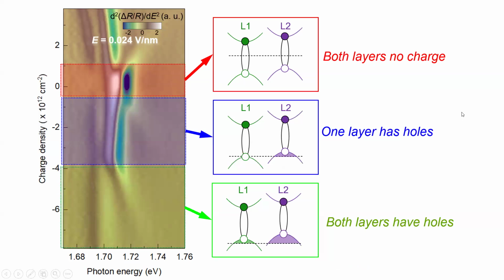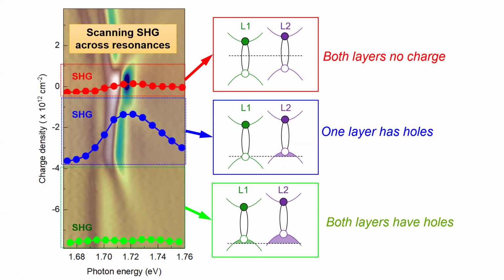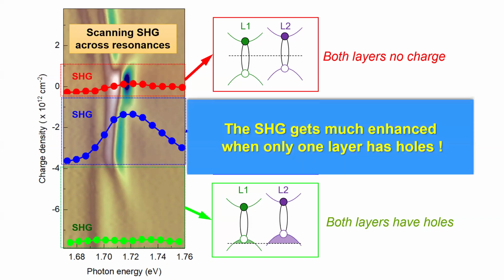And then we check the SHG in three different doping regimes. So we apply scanning SHG across resonances. So here comes our result. We can see that without any resonance, the signal is quite low, but when we tune the wavelength to the exciton resonance region, we can see the SHG gets much enhanced. And in the three different doping regimes, in the blue region, the SHG gets enhanced the most. So we can say that the SHG gets much enhanced when only one layer has holes.